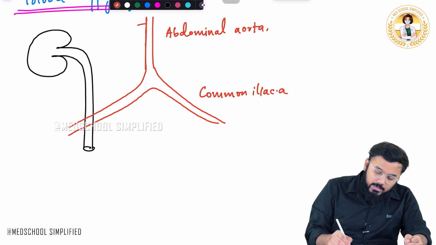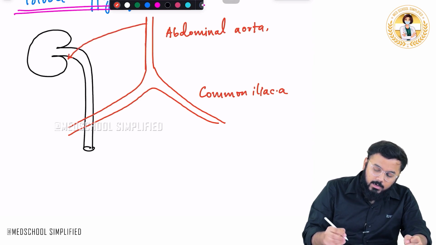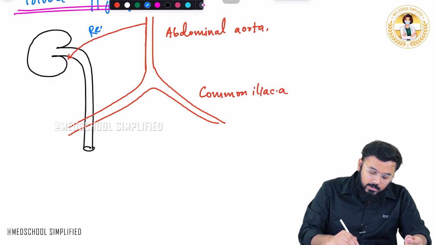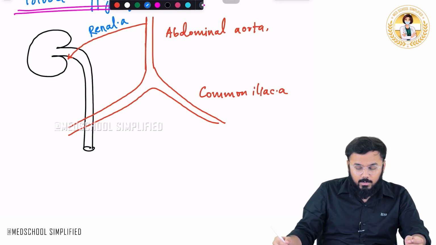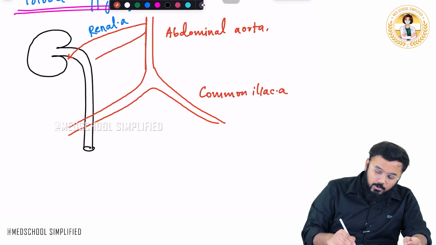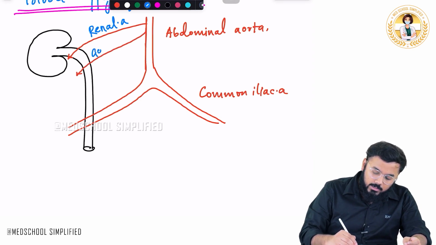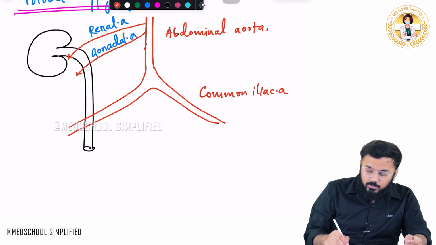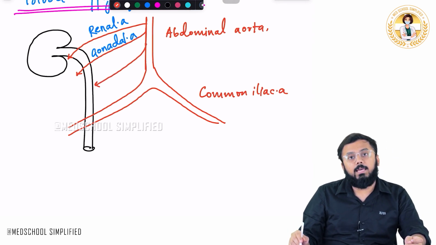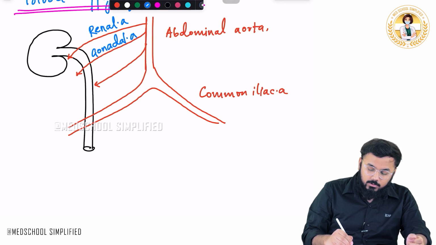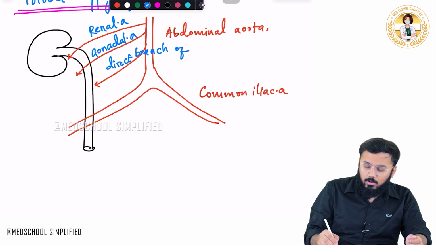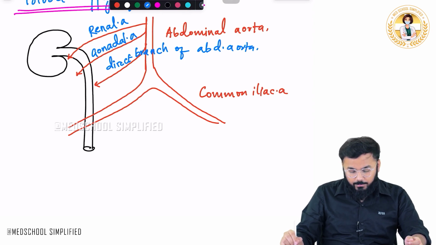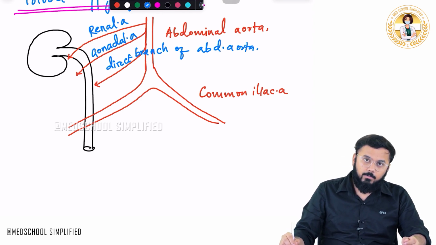Now, there is a branch that comes and supplies the ureter here. This branch is your renal artery. After that, there is a direct branch of the abdominal aorta supplying the ureters. This is called the gonadal artery. And next, one branch from the abdominal aorta directly supplies. This is called a direct branch of the abdominal aorta. So, these are some of the very important branches.